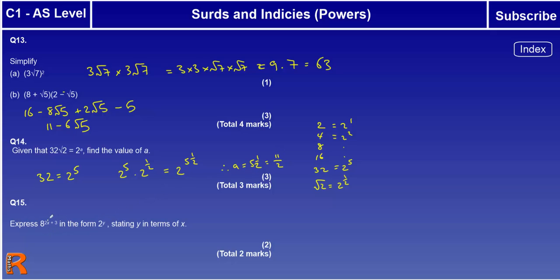Here we go, one where we are changing the base power because we want this in the form of 2 to the power of something. We've got 8 to the power of something, so we know that 8 is 2 cubed. So if we replace that 8 with 2 cubed to the power of 2x plus 3, so the power of the power, we end up multiplying the powers, so 3 times this would be 6x plus 9, so that's equal to 2 to the power of y, so y equals 6x plus 9.